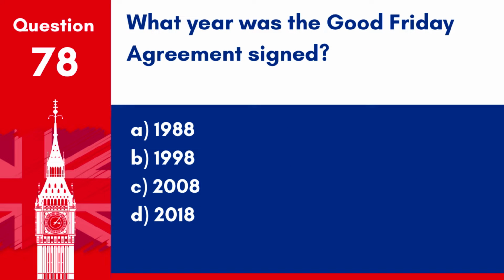Question 78. What year was the Good Friday Agreement signed? A. 1988. B. 1998. C. 2008. D. 2018. Answer: B. 1998. The Good Friday Agreement was signed in 1998.